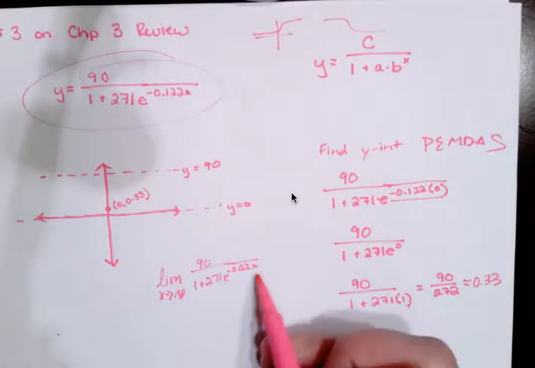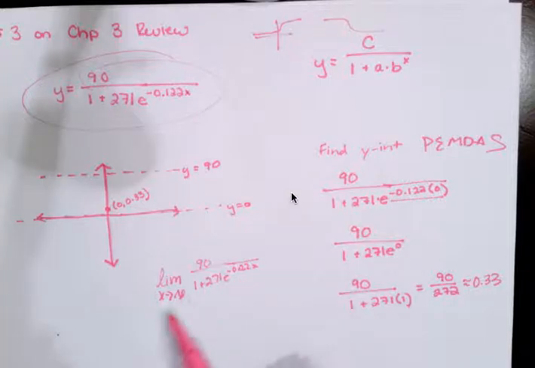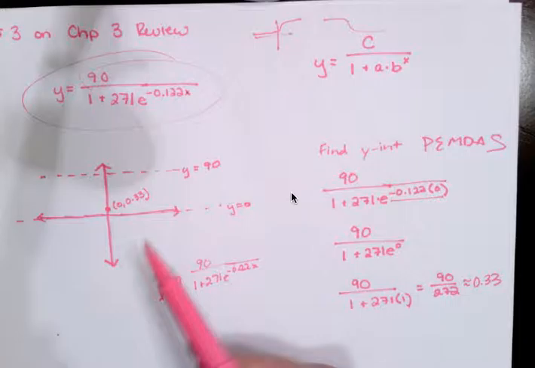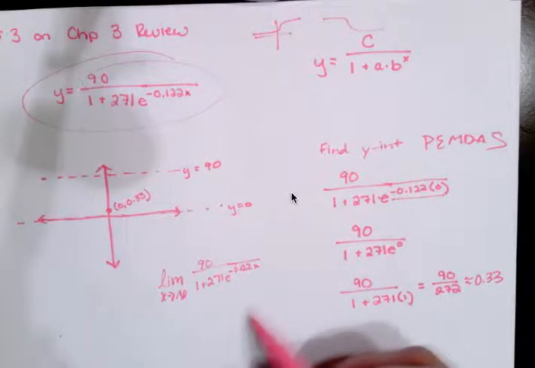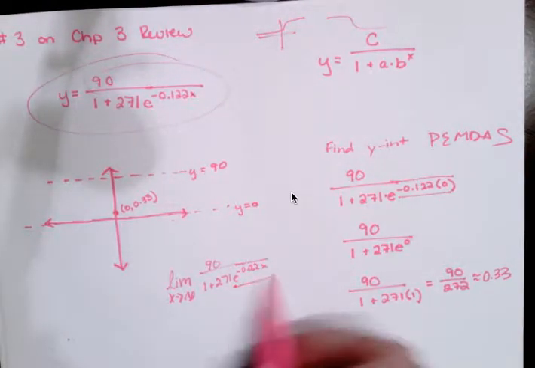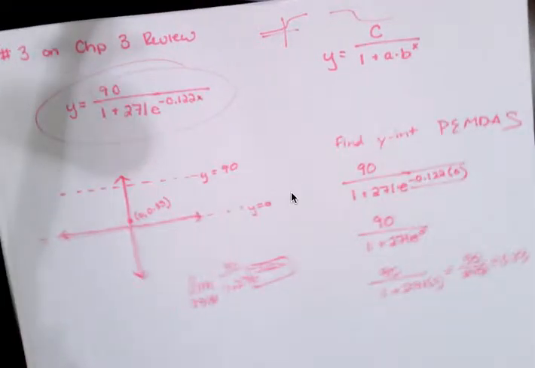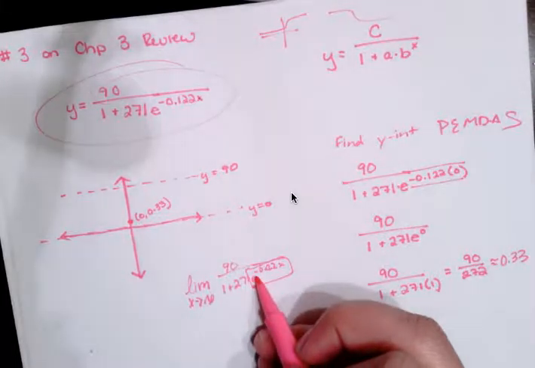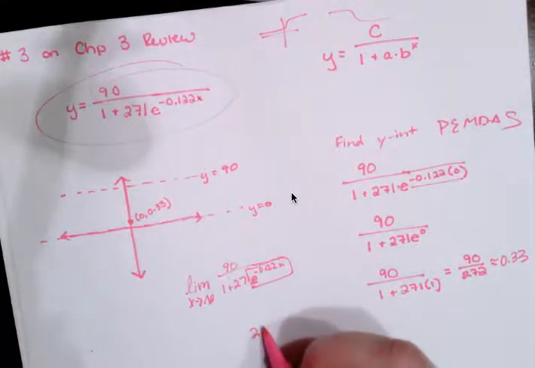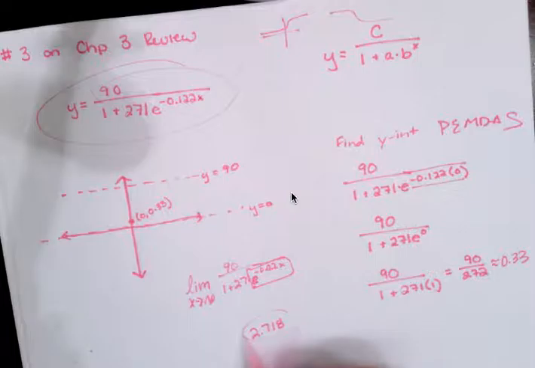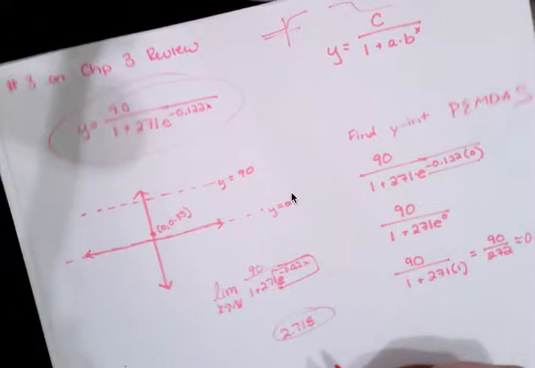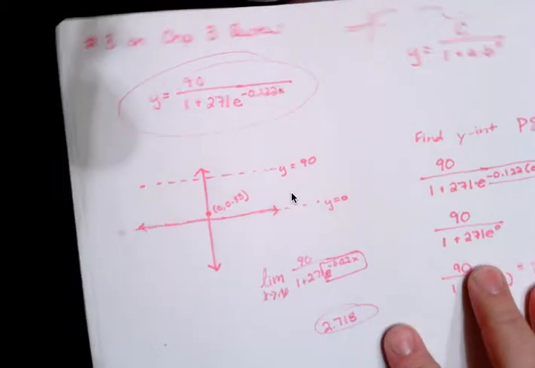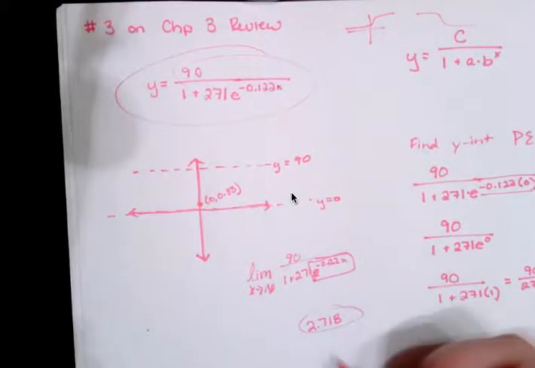Okay, so let's think about this. As x gets really big, if x is 0, we already know it's this. So let's just look at this part, because this is where we're plugging in x. That's where we're going to zoom in for a second. I have e, which is kind of a hard number. Remember, it's 2.718, and even that's kind of hard. So I'm going to just imagine, because it's going to be very similar, that e is 3. So I'm going to imagine 3 to the negative 0.122x.